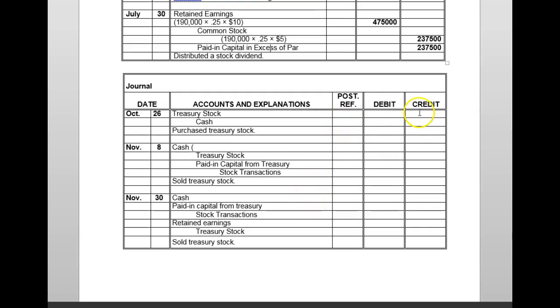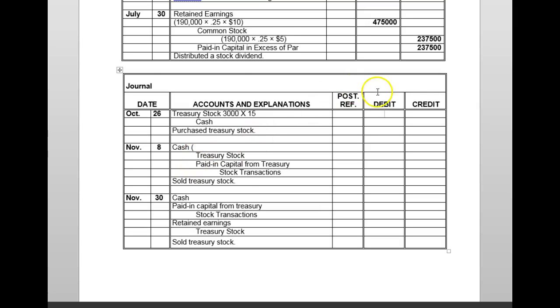What does that look like? Well, the cash, we know. How much cash did you put out? Well, 3,000 times 15. So we know that's going to be a credit to cash, and treasury stock's going to be debited for that amount. Treasury stock actually subtracts from common stock, so it's going to have a debit balance.